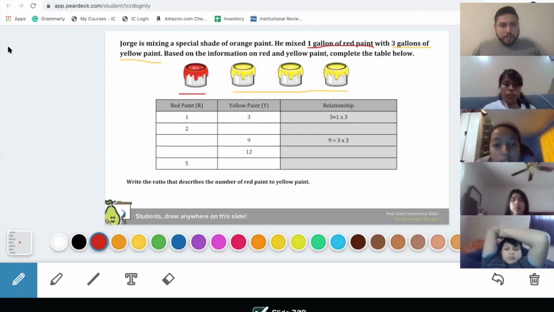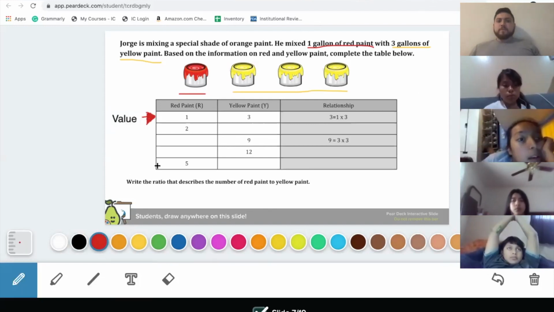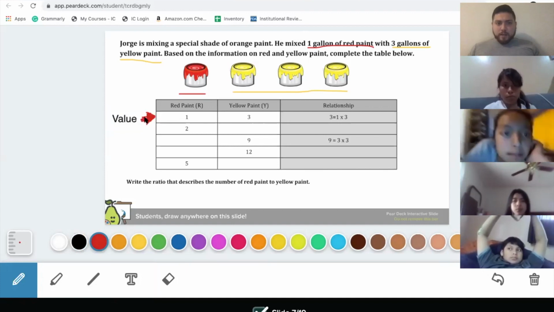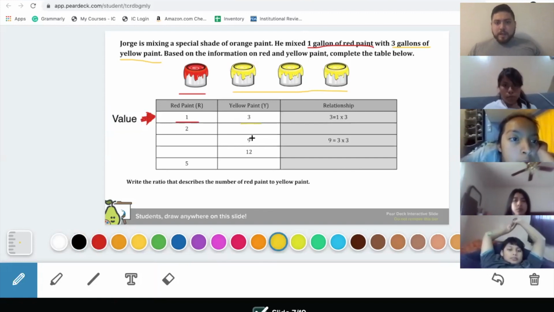It's 1 to 3. So this value, I'm going to actually put that here, that this is the value. Okay. So that's our value. If you notice, it's for every 1 gallon of red paint, there are 3 gallons of yellow paint. And then it says the relationship. This relationship says 3 equals 1 times 3.